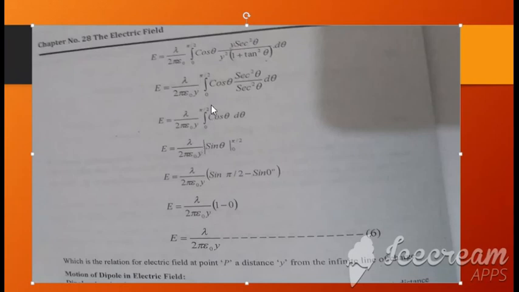After integrating it, this will become sin theta with limits 0 to pi by 2. E is equal to lambda over 2 pi epsilon naught into y. By putting its limits sin pi by 2 minus sin 0 degree, E is equal to lambda over 2 pi epsilon naught into y. Sin pi by 2 is equal to sin 90 degree. Sin 90 degree is equal to 1. And then sin 0 degree is equal to 0. 1 minus 0, then this equation will become E is equal to lambda over 2 pi epsilon naught into y, which is the relation for electric field at point P, a distance y from infinite line of charge. This is the required expression for the electric field intensity at a point P due to an infinite line of charge. This is all about today's lecture.